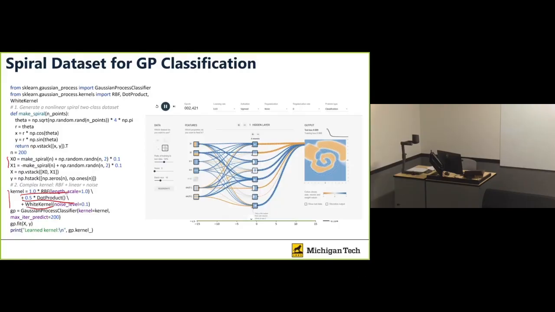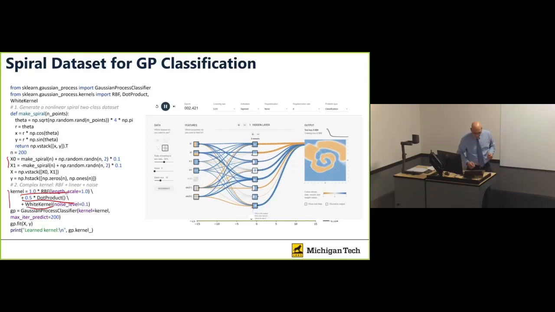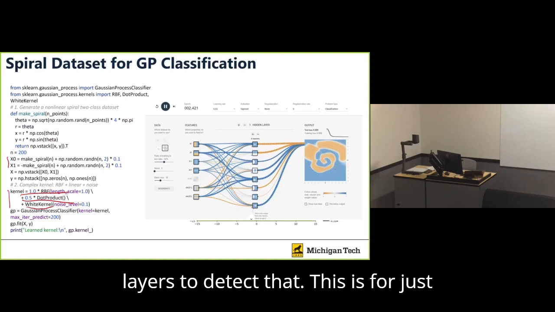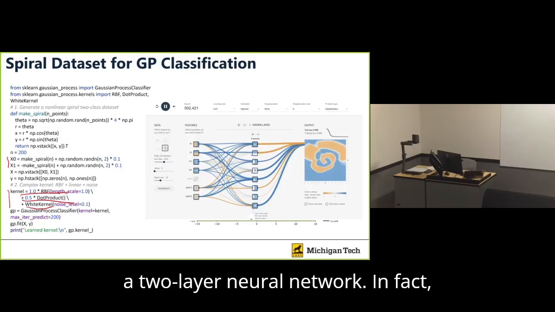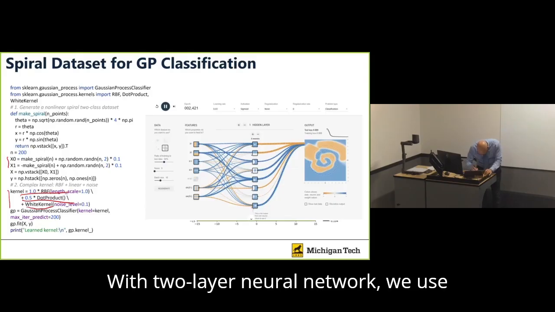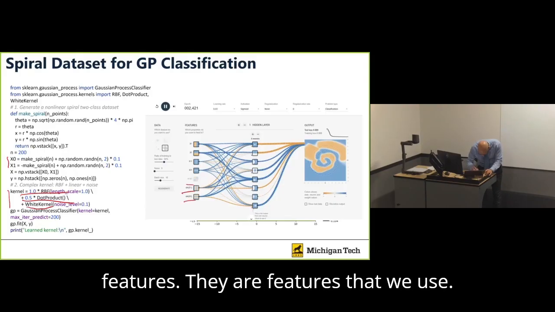for like neural network playground that I ask the students to find a neural network with any features, any layers to detect that. This is for just a two-layer neural network, but with it, we use features like sine and cosine features. They are features that we use.